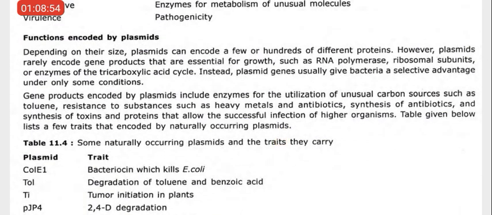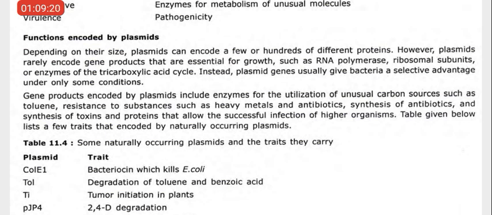Functions encoded by plasmids. Depending on their size, plasmids can encode a few hundred different proteins. However, plasmids rarely encode gene products that are essential for growth, such as RNA polymerase, ribosomal subunits, or enzymes of the tricarboxylic acid cycle.